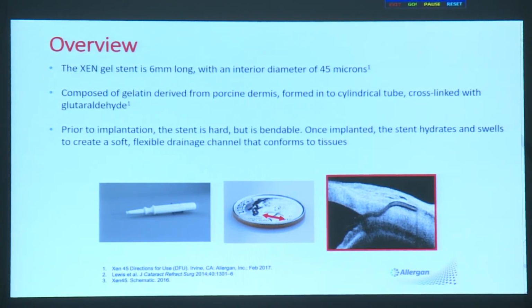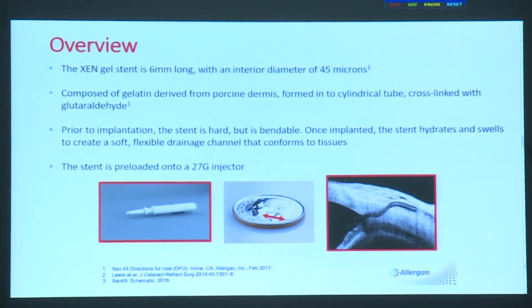This is an anterior segment OCT picture that shows the stent partially in the AC and going into the subconjunctival space. Clearly here it's bent. The stent comes preloaded into a 27-gauge injector, which you see here on the left.